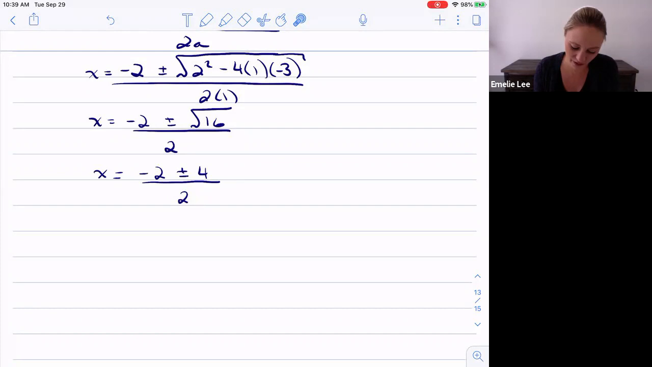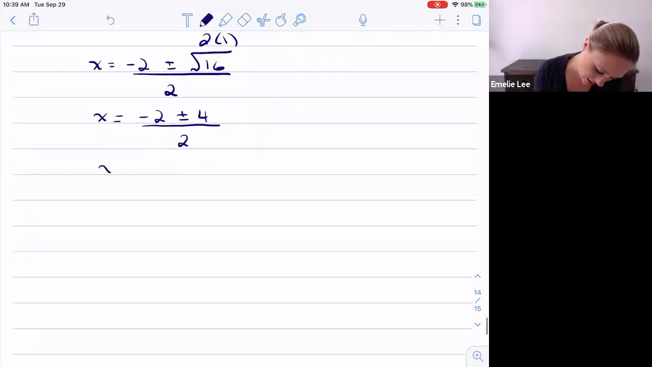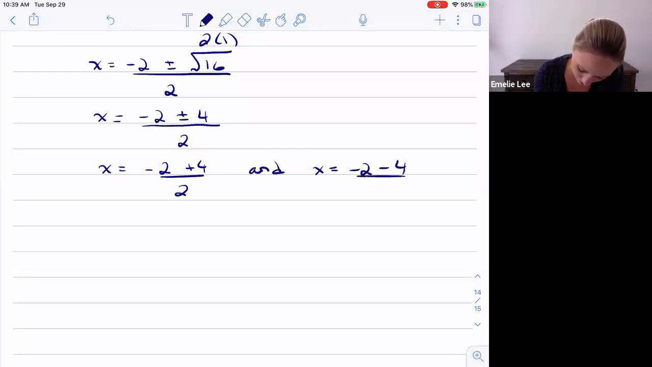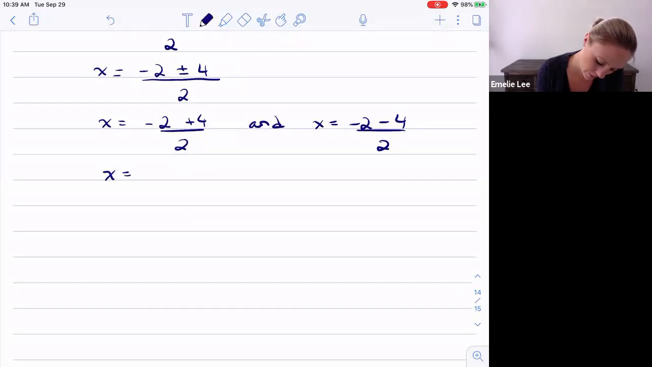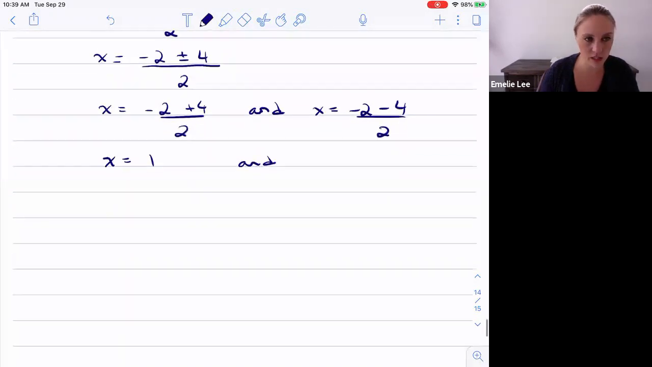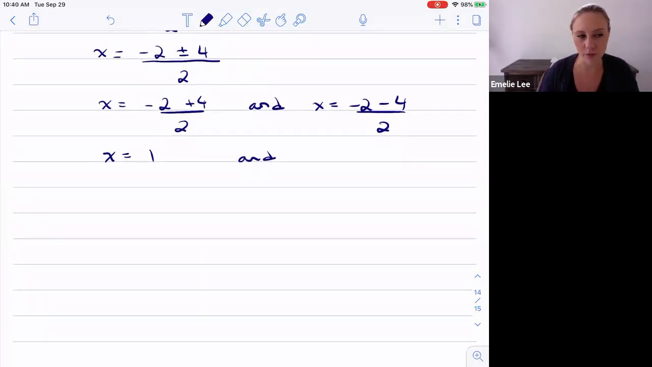I could cancel 2 from each of these, but just remember you have to cancel from this negative 2 as well as the 4. Just to keep things safe, I'm not going to cancel a 2 until the very end. So here I get x is negative 2 plus 4 over 2, and x equals negative 2 minus 4 over 2. Negative 2 plus 4 is 2, divided by 2 is 1. And so another solution is that x is negative 2 minus 4, which is negative 6, divided by 2. Negative 6 divided by 2 is negative 3.